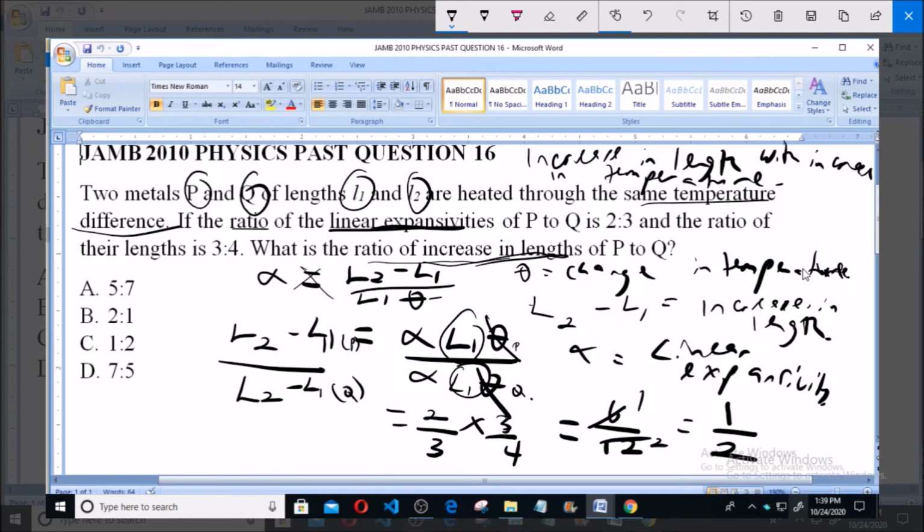Now remember, what we have been solving for is the ratio of their increase in length, and we have 1/2, so that is 1:2. So 1:2 is option C. So 1:2 is the ratio of their increase in length.